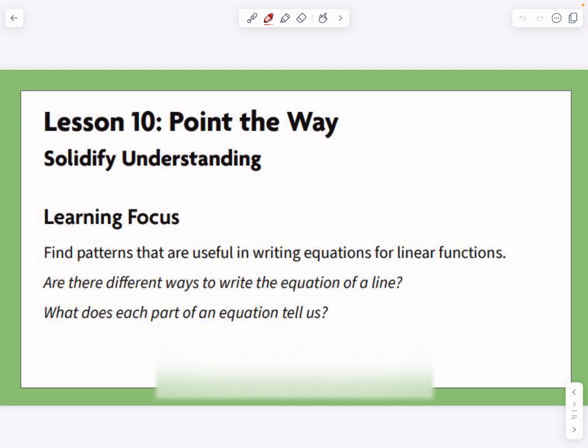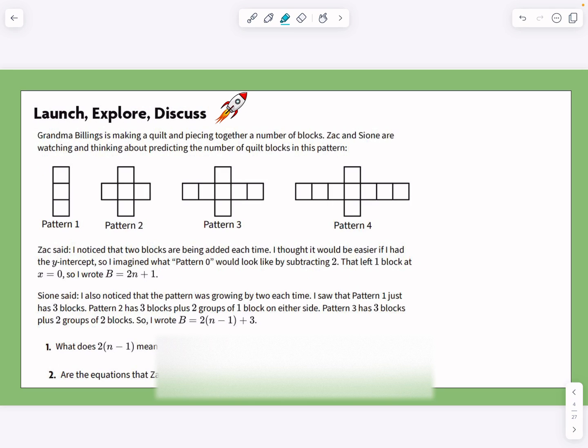Today's lesson really was focusing on finding patterns that are useful in writing equations for linear functions. And there's different ways to write different equations of a line. So as we go through today, you'll see again in the lesson, what you did hopefully was notice that there's lots of ways to write an equation depending on what you see.